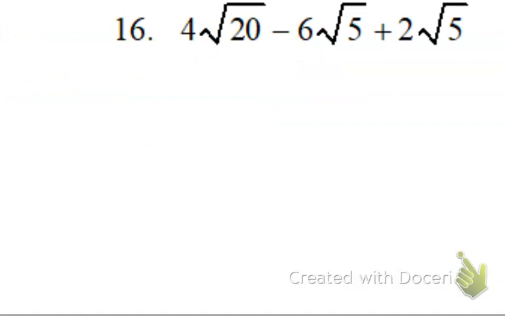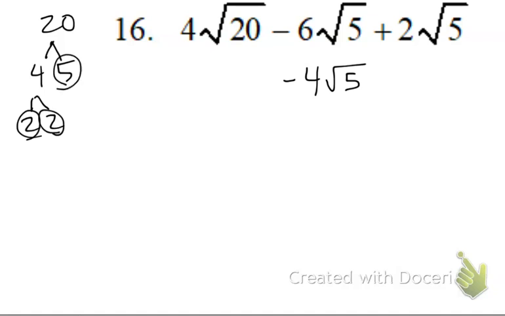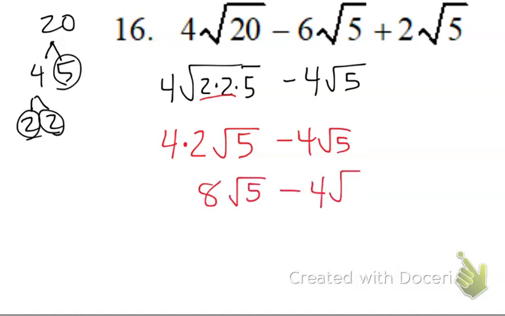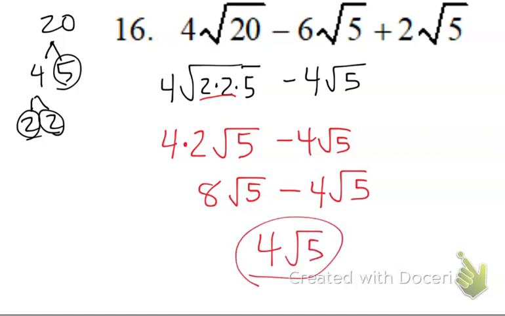16. We don't have like radicals at the beginning of the expression, but we can go ahead and combine the other two. Negative 6 square root of 5 plus 2 square root of 5 is negative 4 square root of 5. Now I'm going to work with that square root of 20. You could do 4 times 5, 2 times 2. So we see two factors of 2 and a factor of 5. Square root of 2 times 2 is 2. So we have 4 times 2 times square root of 5. So that's 8 square roots of 5 minus 4 square roots of 5. And so we get 4 square roots of 5 for our final answer. Now we can combine those like radicals.